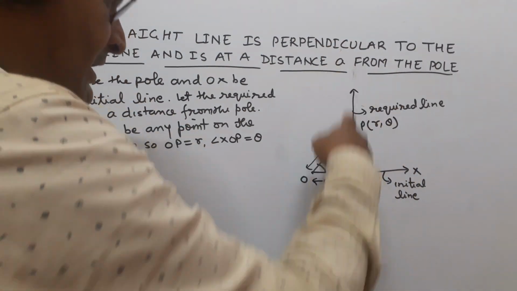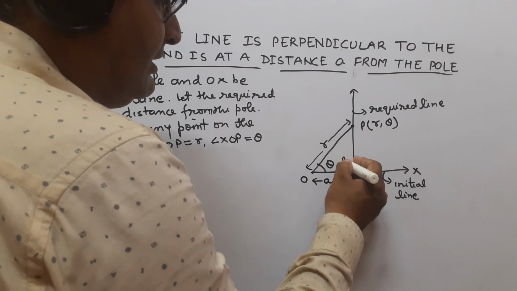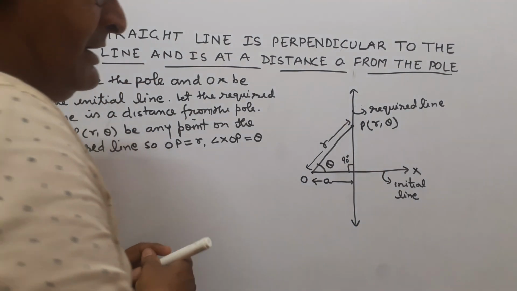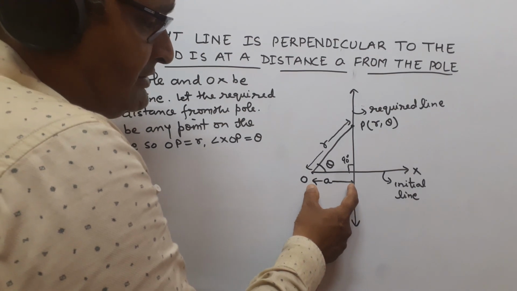This is the required line which is perpendicular to the initial line. This angle is 90 degrees. Let us suppose that this required line is small a distance from the pole.